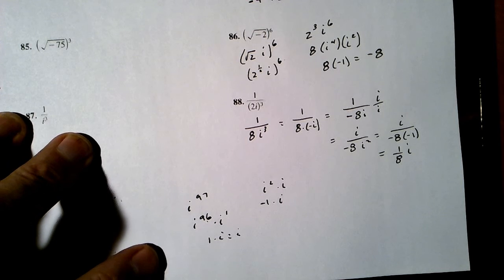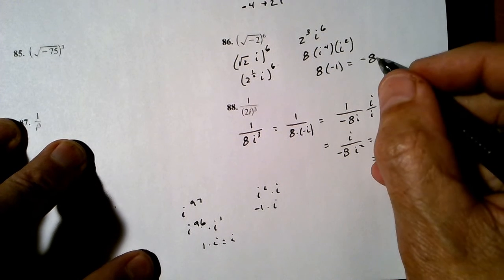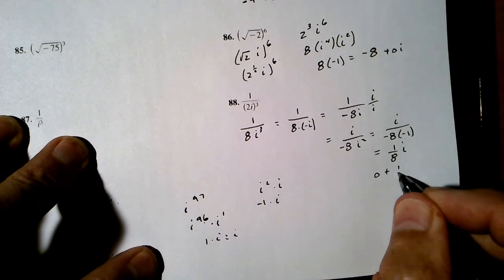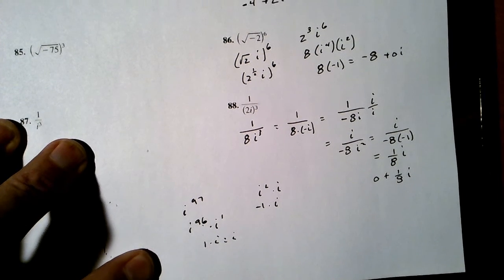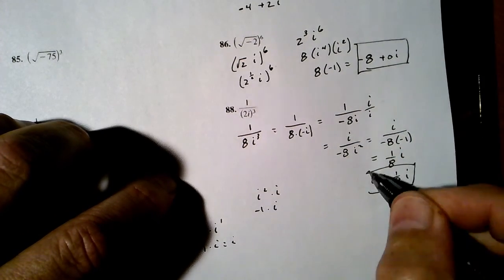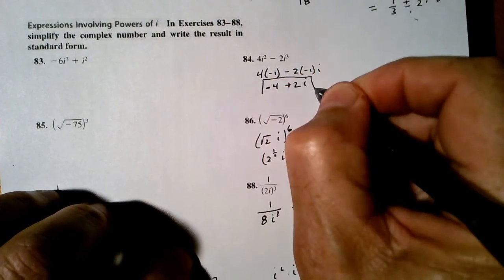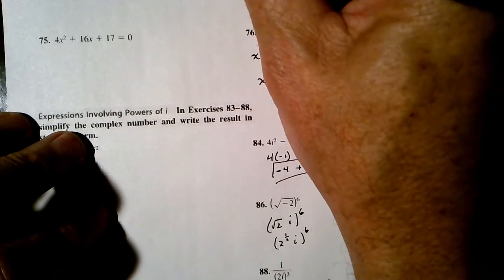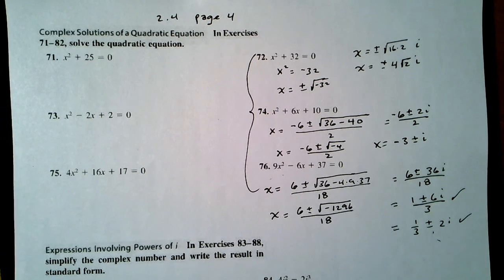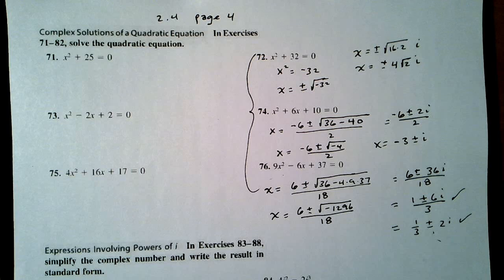Write the result in standard form for each of these. So this is -8 plus 0i, and this would be 0 plus 1/8 i, and we've got them. But to be perfectly honest, this is by far up here the most important part of this for us going forward and what we're going to be doing for this course.